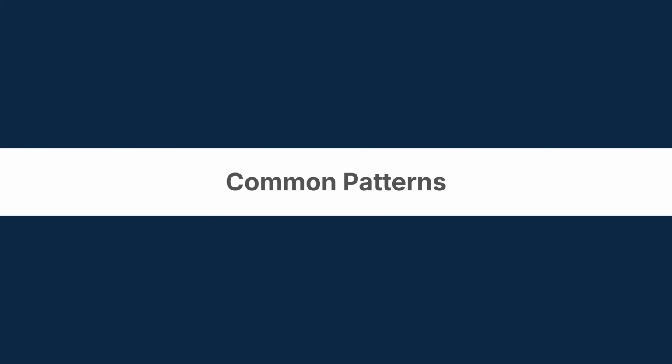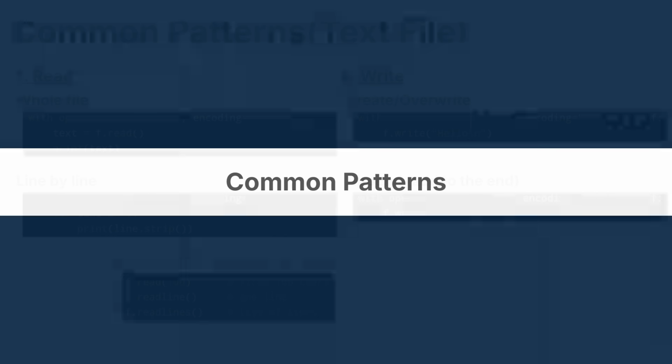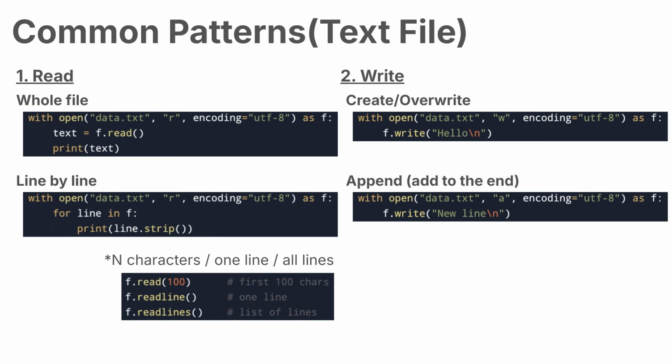Common patterns for text file. First, notice every example starts the same way, with open(path, mode, encoding) as f. That one line opens the file and guarantees it closes safely. For text, always use encoding utf-8 so characters don't break.